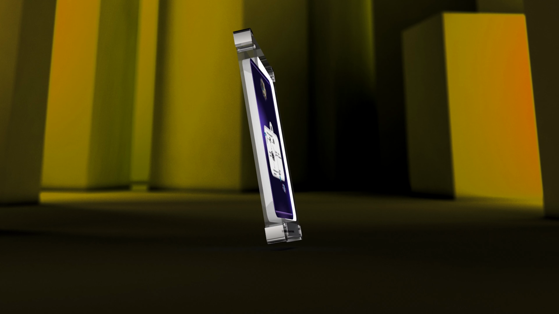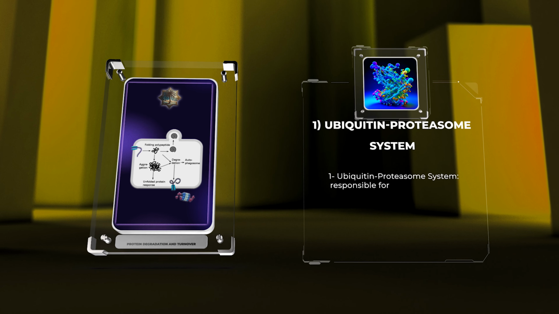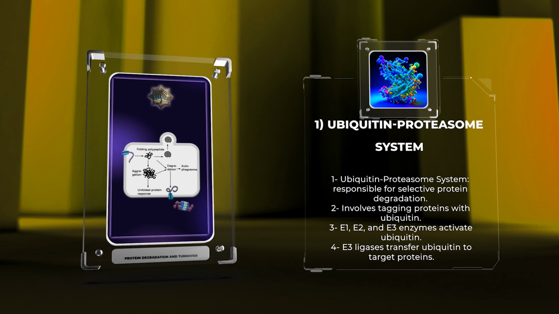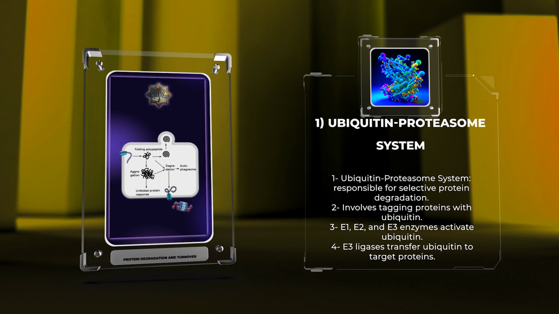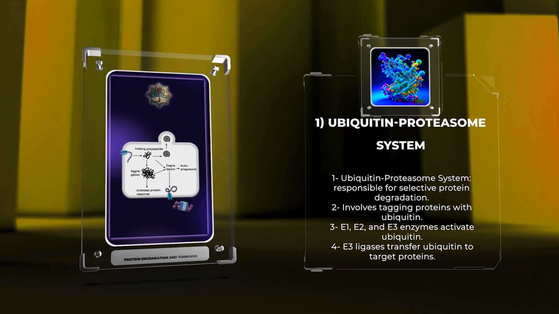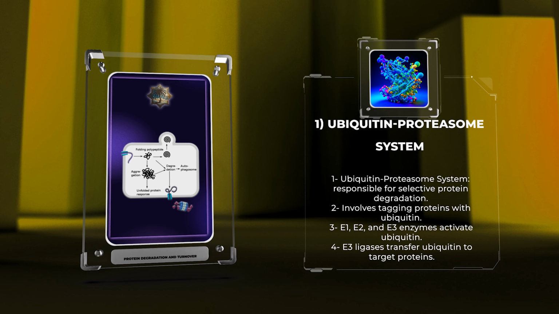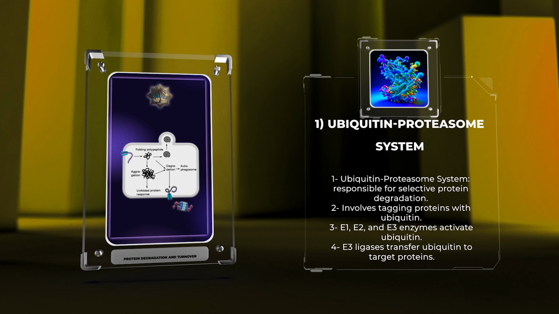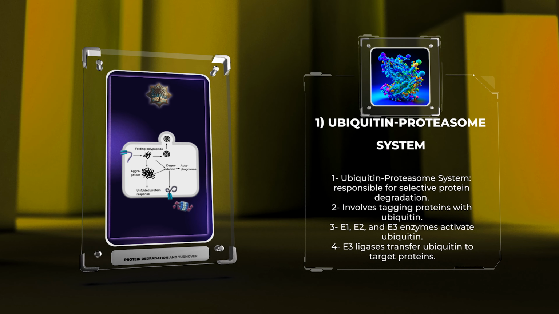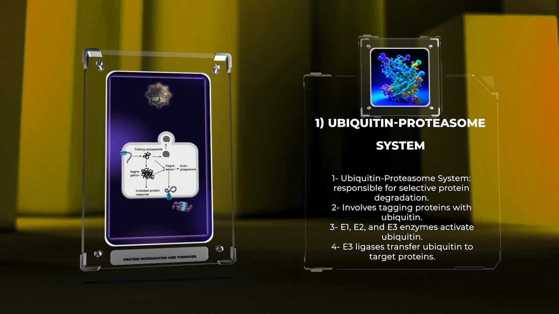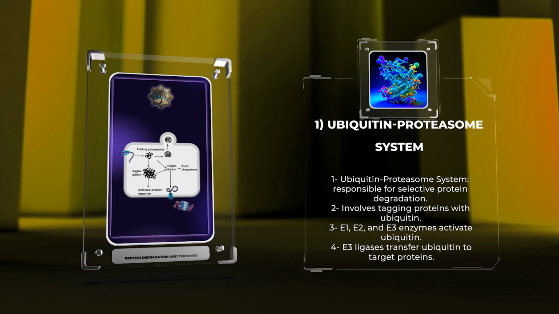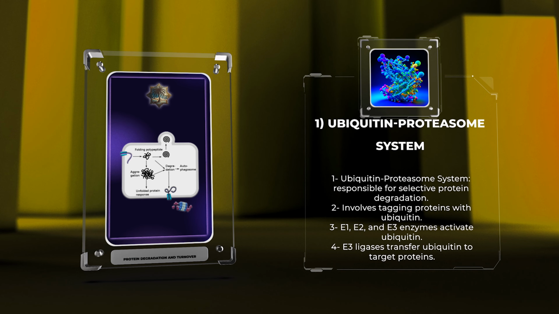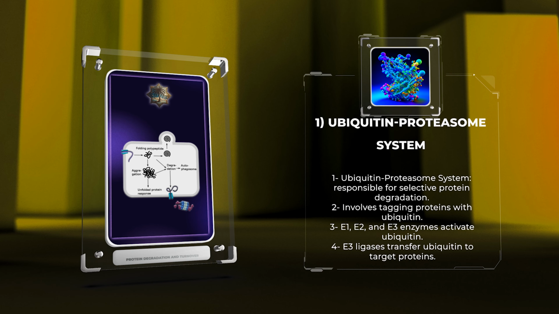The Ubiquitin-Proteasome system, UPS, is one of the major pathways responsible for selective protein degradation in cells. It involves the tagging of proteins with a small protein called ubiquitin, leading to their recognition and subsequent degradation by the proteasome. The process begins with the activation of ubiquitin by an enzyme cascade known as the E1, E2, and E3 enzymes. E3 ligases then transfer ubiquitin to target proteins, marking them for degradation by the proteasome. This selective degradation plays a crucial role in regulating protein levels, removing damaged or misfolded proteins, and controlling cell cycle progression.